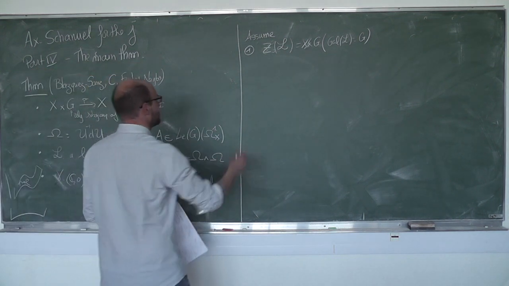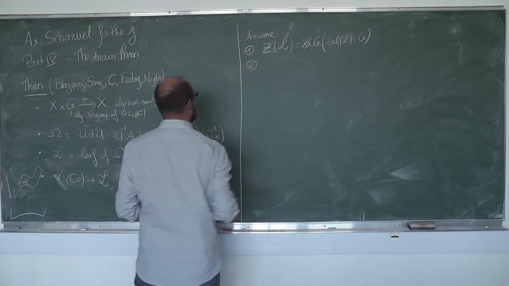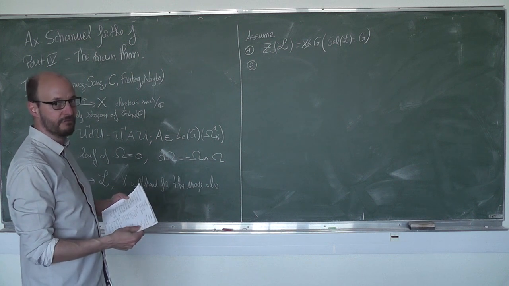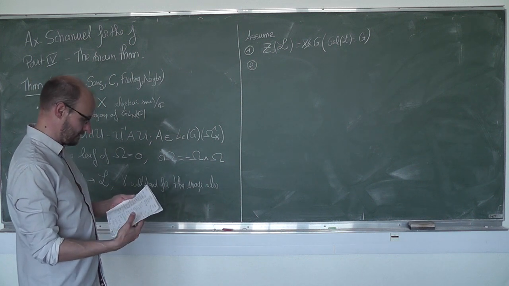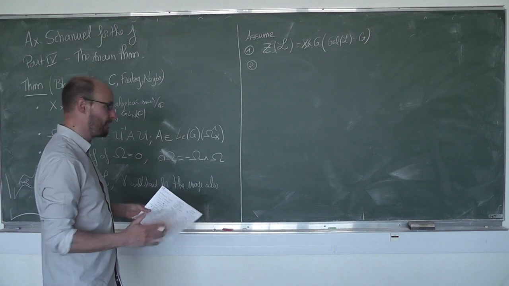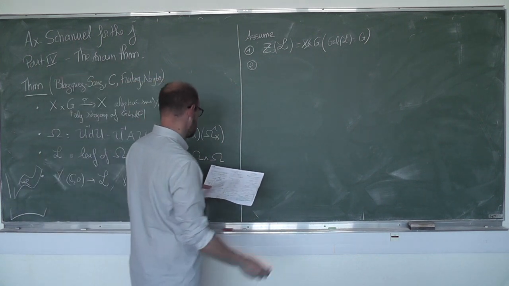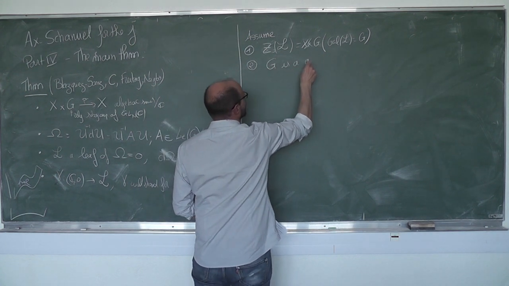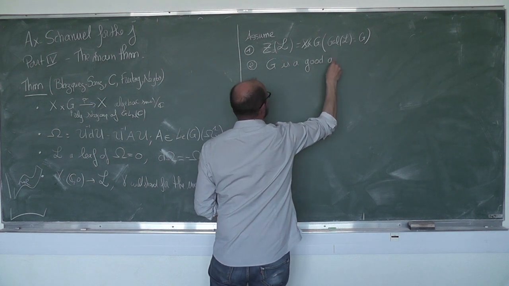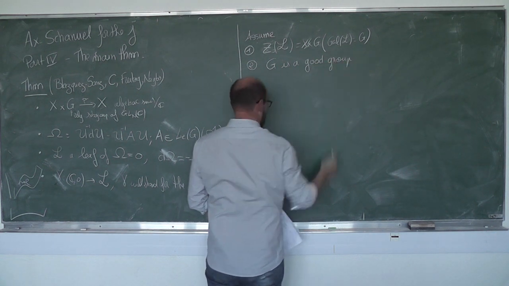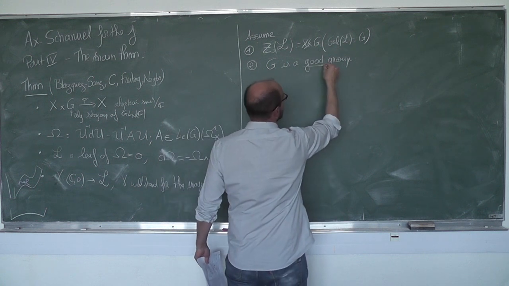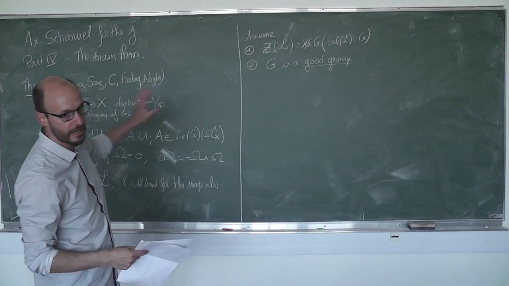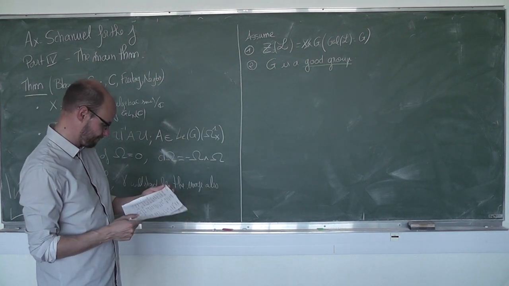The second hypothesis is more subtle, and we will spend time on it at the beginning of the next lecture. So I will define it completely just after. Here, let's say that G is a good group. Okay, and I will define this term right after I finish writing all the hypotheses of the theorem.